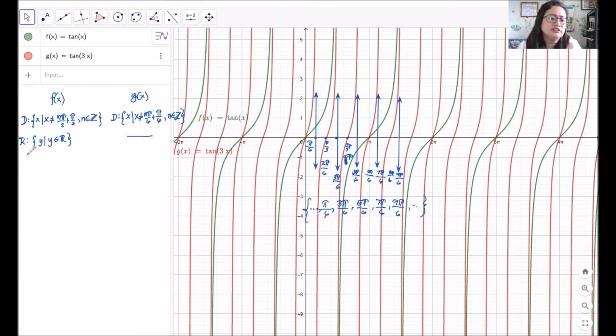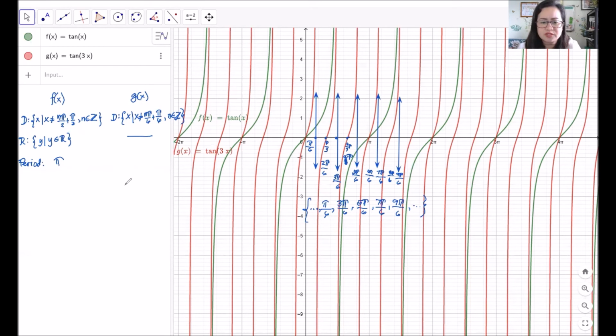Now what about the amplitude? The amplitude is still the same. We cannot define amplitude since the highest and the lowest values of the function cannot be determined. What about the period? Remember that the period of tangent x is pi.